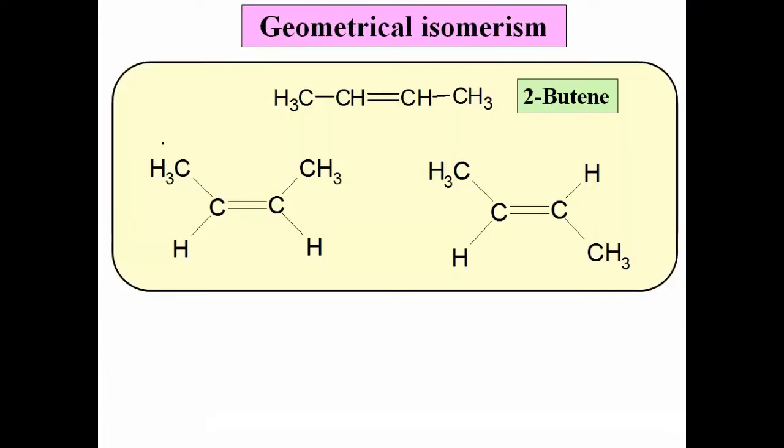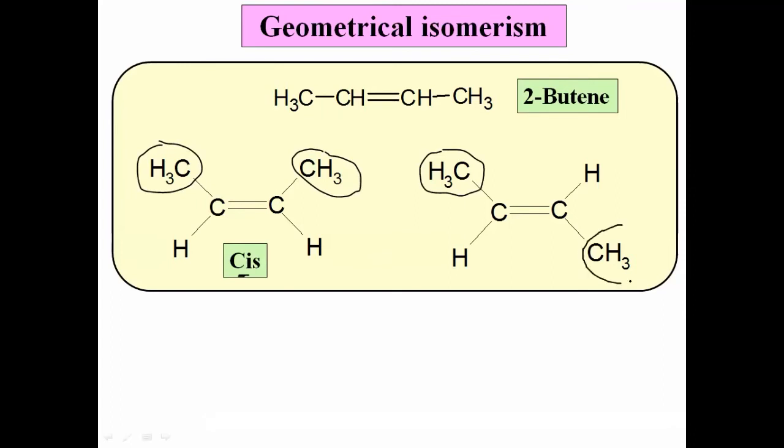Now in this 2-butene, the 2 methyl groups are present at the same side of the double bond. That is, 2 identical groups are present at the same side of the double bond. Then that isomer is called cis isomer. Means if the geometrical isomer having identical groups on the same side of double bond or cycle, then it is called cis isomer. While if identical groups are present at the opposite side of double bond or cycle, then it is called trans isomer. This is the trans 2-butene, while this one is the cis 2-butene.